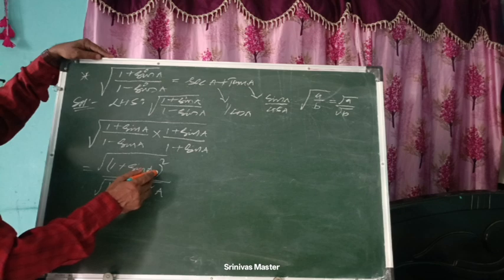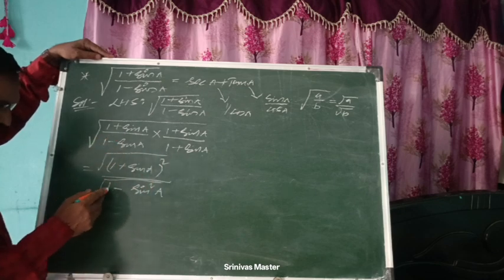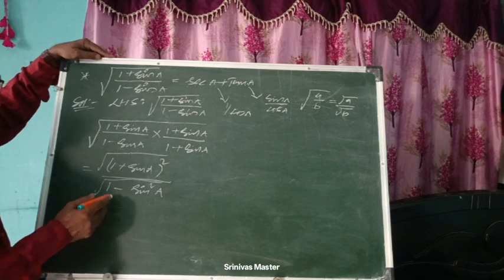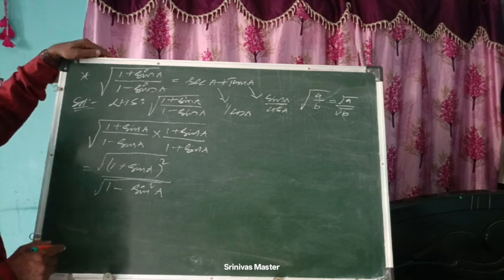Just like root x square root means what will become? Square root will be cancelled. Here, square root of 1 minus sin square A. You know that 1 minus sin square A equals cos square A. From where are you getting that? According to the first identity.